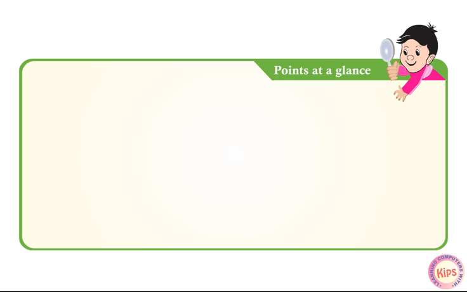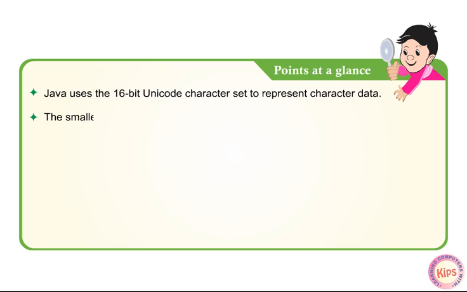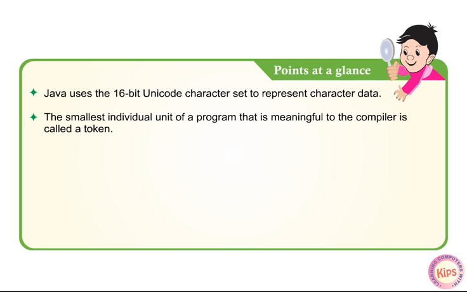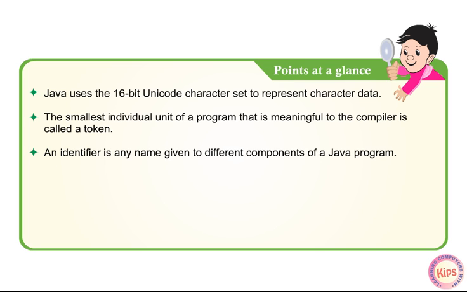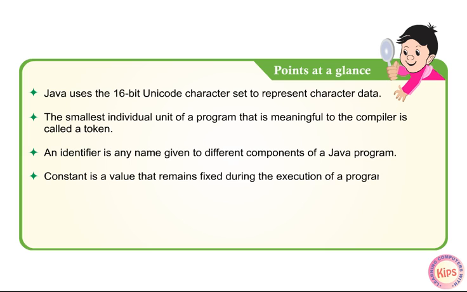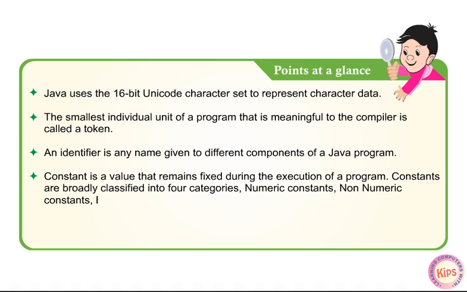Let us go through the points at a glance of this chapter. Java uses a 16-bit Unicode character set to represent character data. The smallest individual unit of a program that is meaningful to the compiler is called a token. An identifier is any name given to different components of a Java program. Constant is a value that remains fixed during the execution of a program. Constants are broadly classified into 4 categories: numeric constants, non-numeric constants, Boolean constants, and null constants.